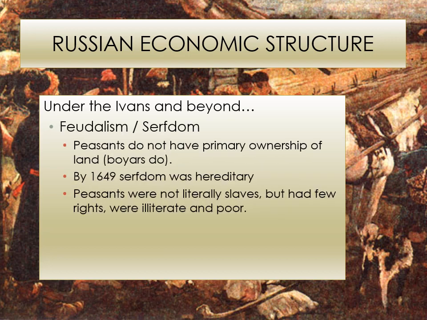So under the Ivans and beyond, we have, again, a feudal system, which means there's a serfdom where we have serfs as the largest and the lowest social class. So peasants do not have primary ownership of land. The boyars do, and then the peasants are tied to the land they live and work on. So by 1649, serfdom is hereditary. If you're born the child of a serf, you too will be a serf.